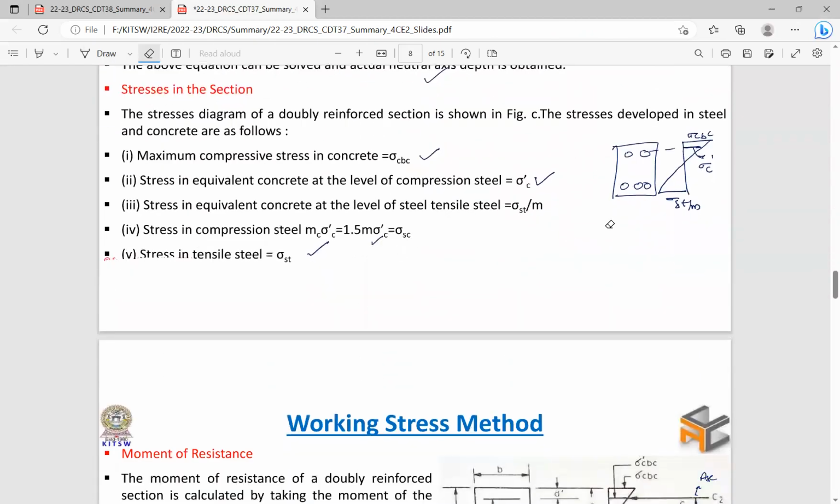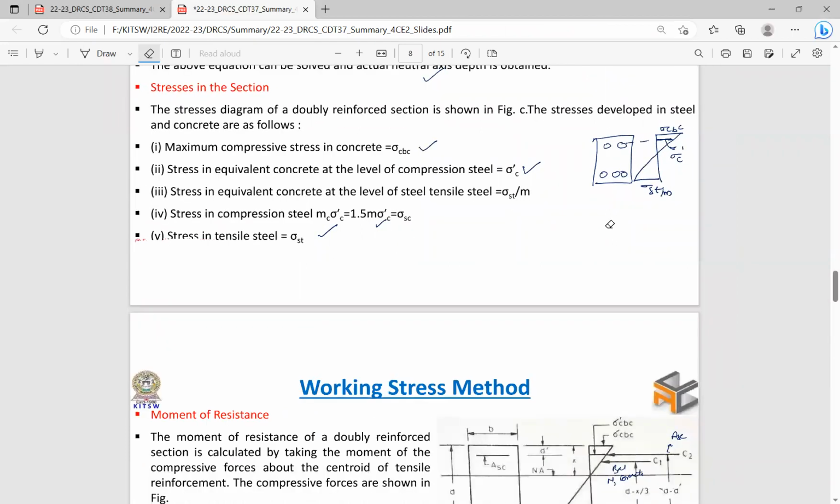Generally, the relation between m and m dash, the relation between m and mc, is mc equal to 1.5 times m. So this you need to remember. The maximum compressive stress in concrete is sigma cbc. The equivalent concrete stress at the level of compression steel will be sigma c dash, and at the level of tensile steel will be sigma st by m. Just now we have written here. So this is sigma c dash and sigma cbc. Stress in steel is sigma st.